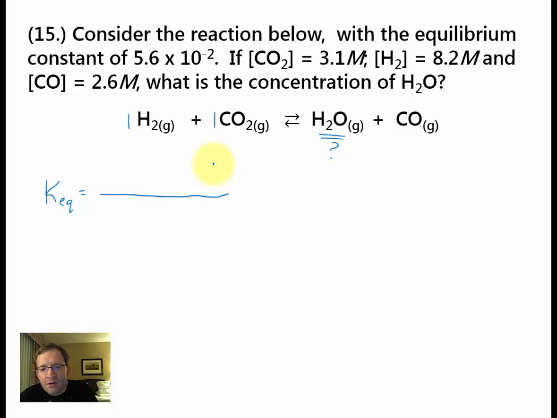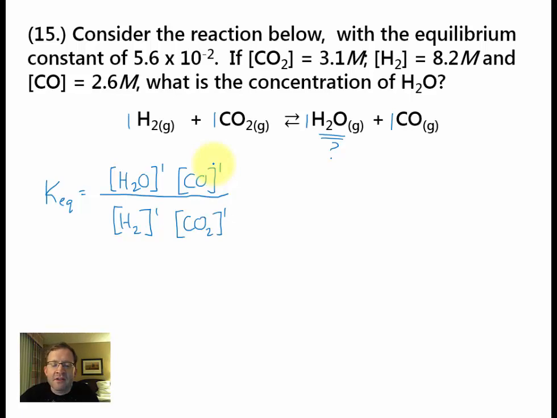Let's go through and label those so we don't forget that they're there. All right? And then I'm going to set my expression up. So water is a product that goes on top to the first power, or just leave it as it is, times carbon monoxide, the other product, to the first power. On the left side of my equation, on the reactant side, I have hydrogen to the first power and carbon dioxide to the first power. Everything's nice and simple when everything's to the first power.